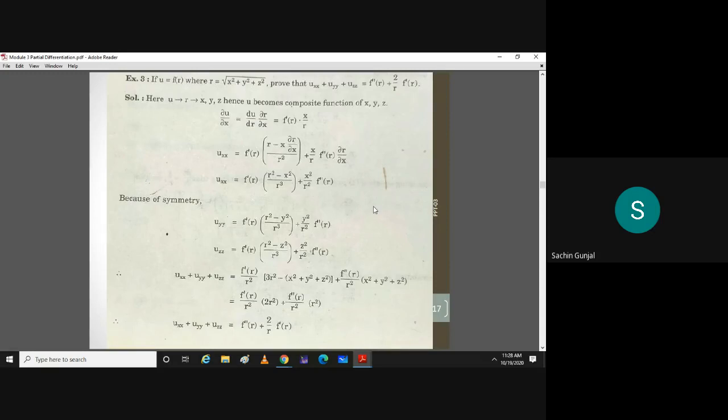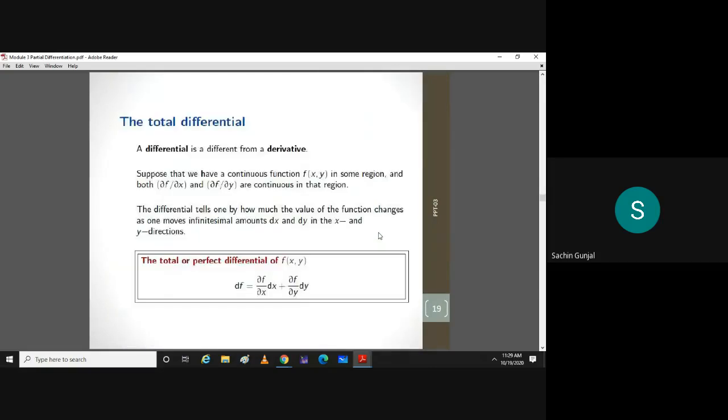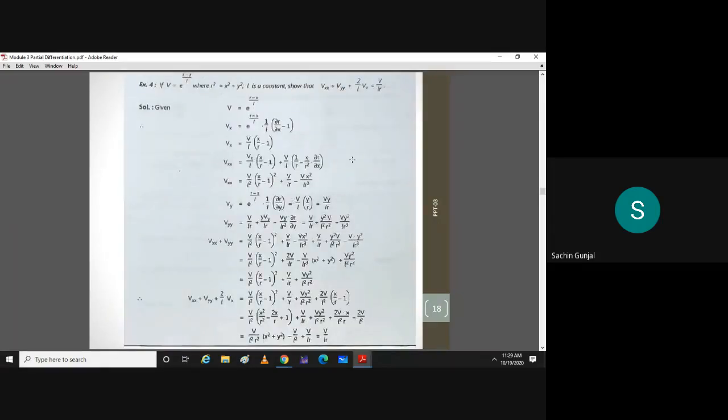Are you getting what I'm saying? It's just a repetition, isn't it? Yes, sir. Because if you square this r, you will get x² plus y² plus z². So I'll leave this to you. And let us skip this also, because it will be monotonous. Same thing is there.